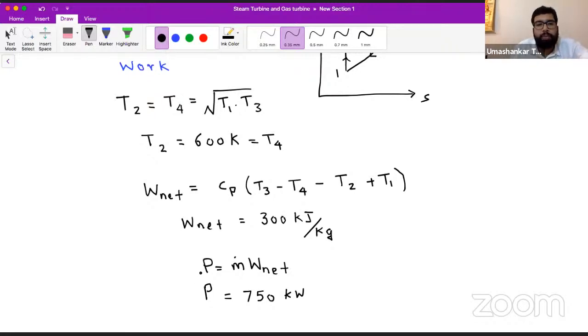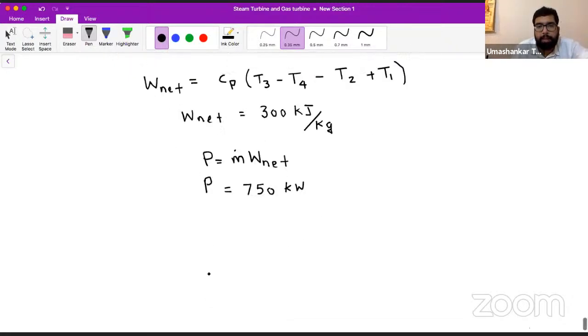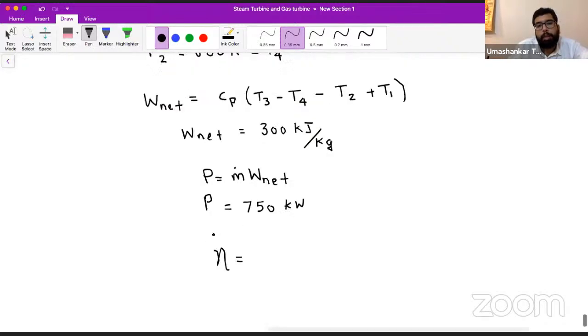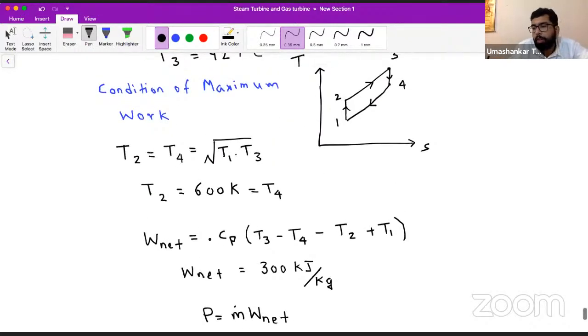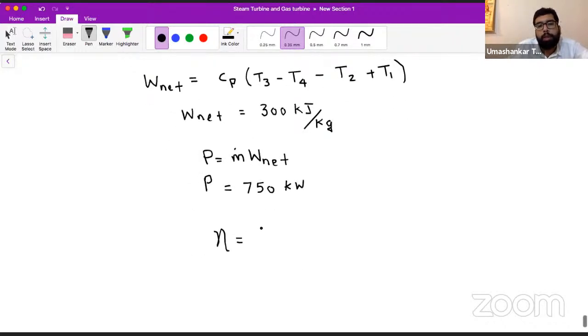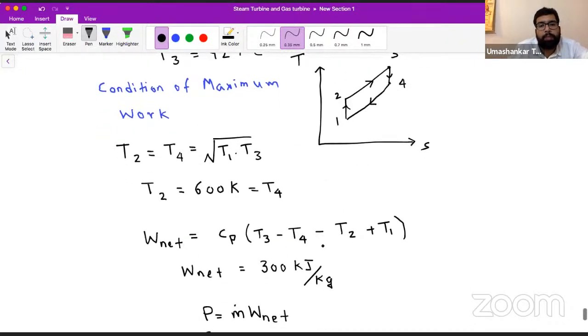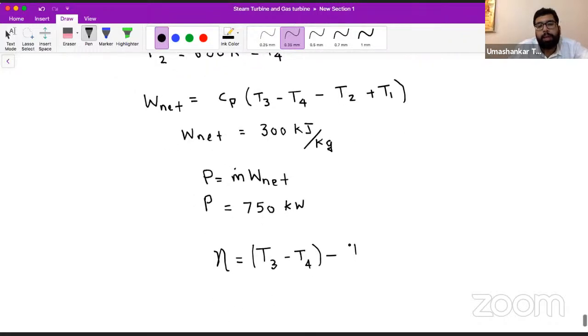And for efficiency, you do not need to remember any formula. You just go to your basics. You have the value of all the temperatures, so let's do it on the basis of temperatures. So this is the turbine work. Cp we can cancel out because in numerator and denominator there will be Cp. So this is turbine work minus compressor work, which is T2 minus T1, upon heat addition.